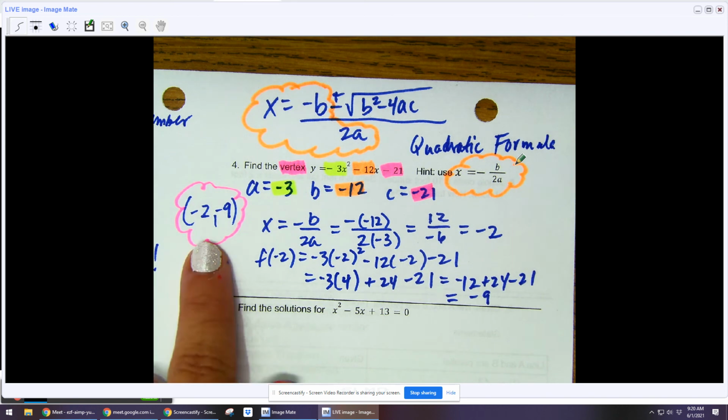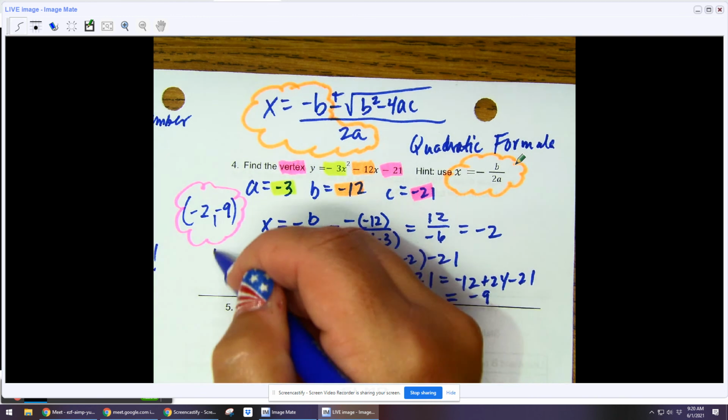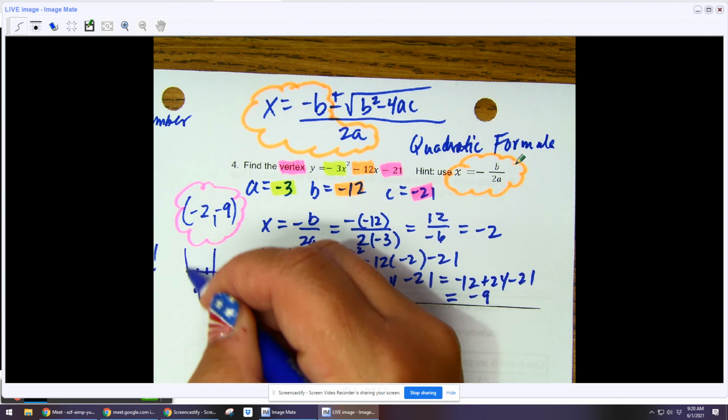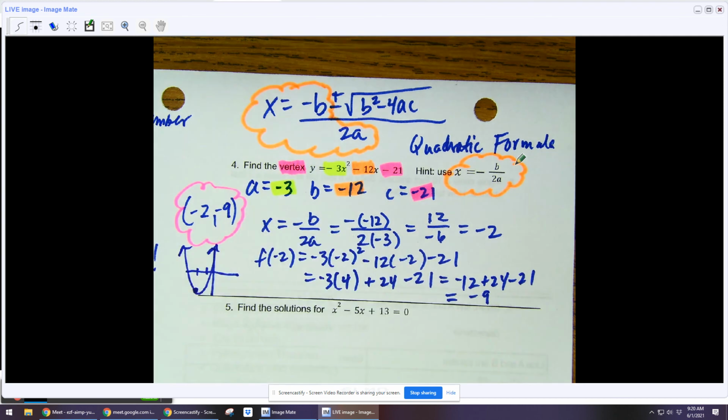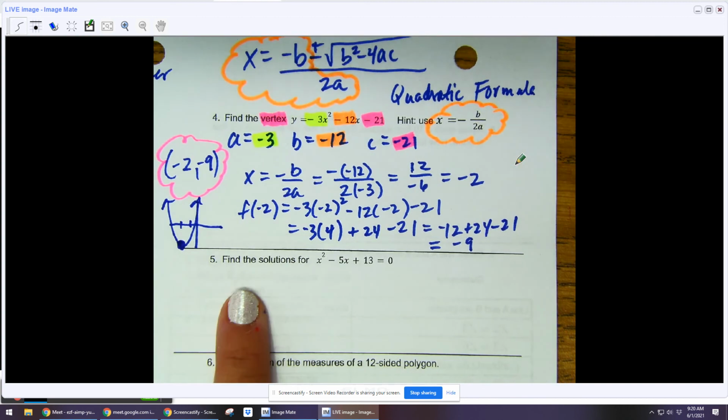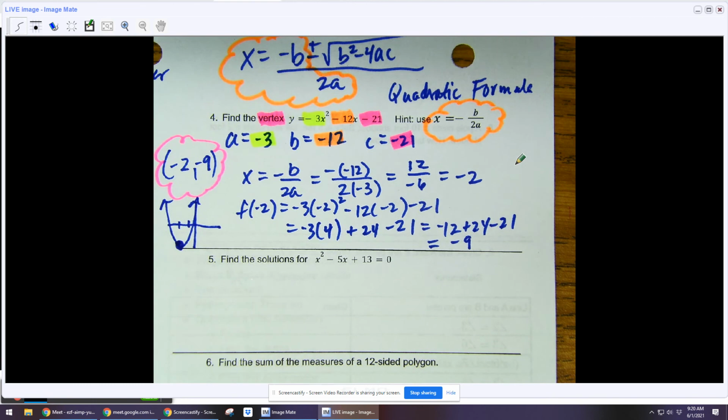Okay, and what does that mean? What is a vertex? It means if I was graphing my parabola, back 2 and down 9 is where my parabola has its vertex. Okay, find the solutions to this one.